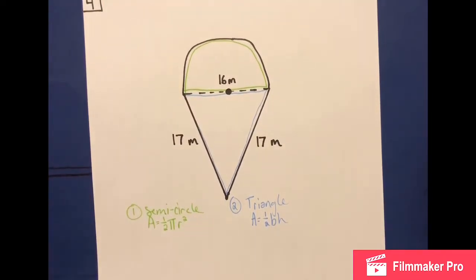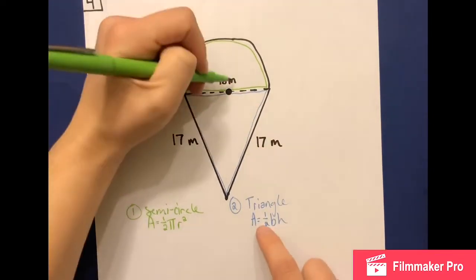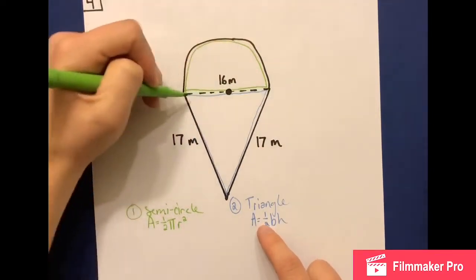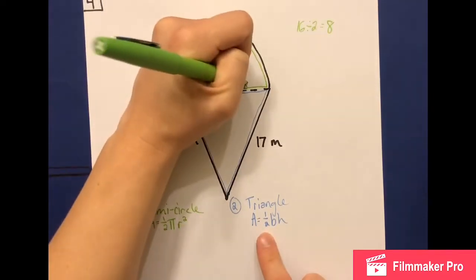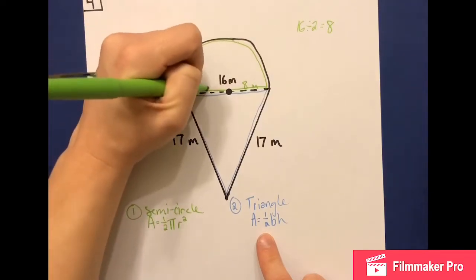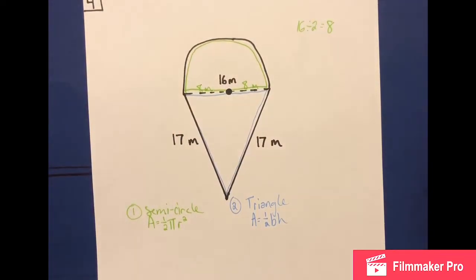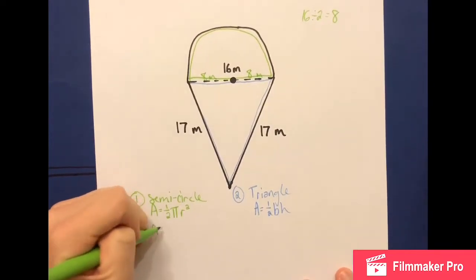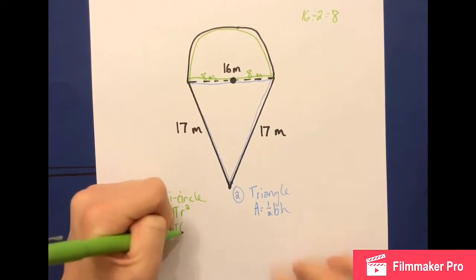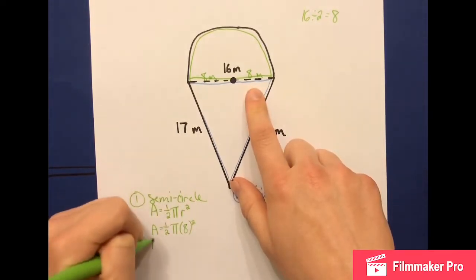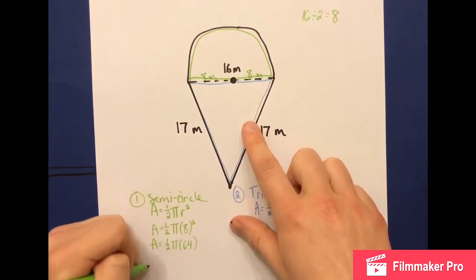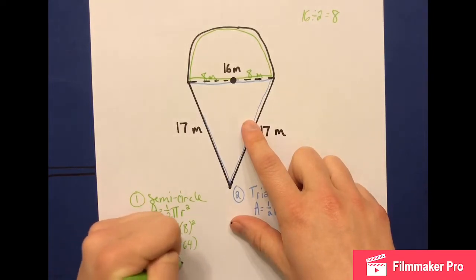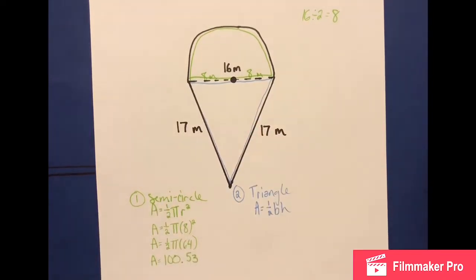Okay, so let's get into what we actually have. Looking at the picture, this 16 represents the diameter here. So I'm going to take 16, divide it in 2, and I get 8. So each of these parts here are 8. Okay? So I look at my semicircle. I can actually do my semicircle already. I have area is equal to 1/2 pi. My radius is 8. That's squared. It ends up being 1/2 times pi times 64, which gives you area is equal to 100.53.